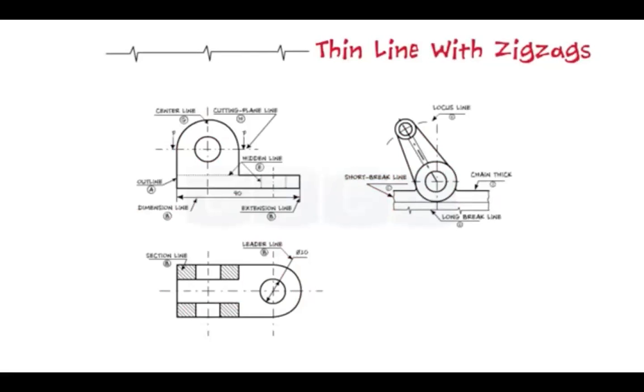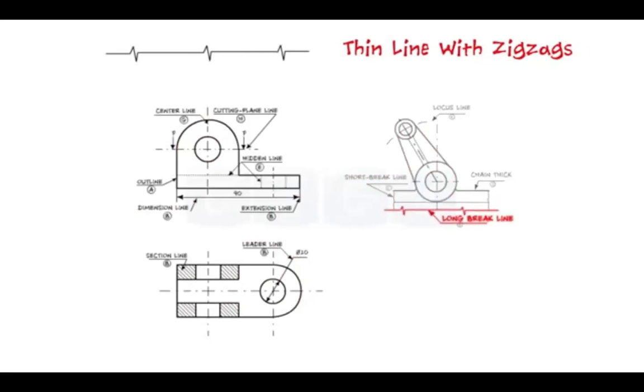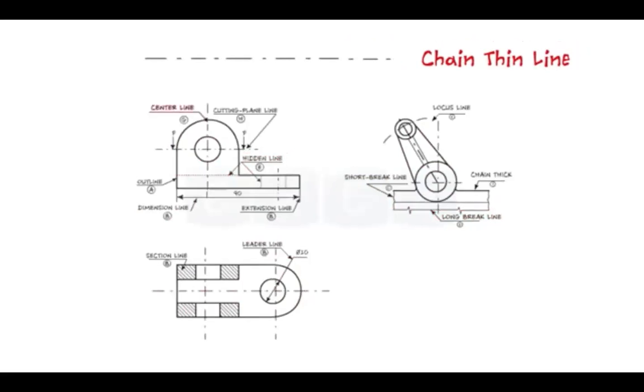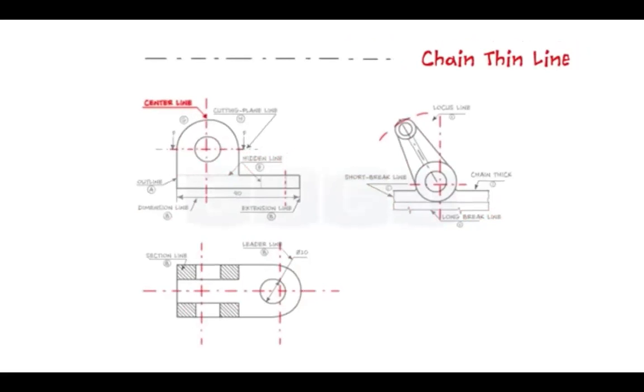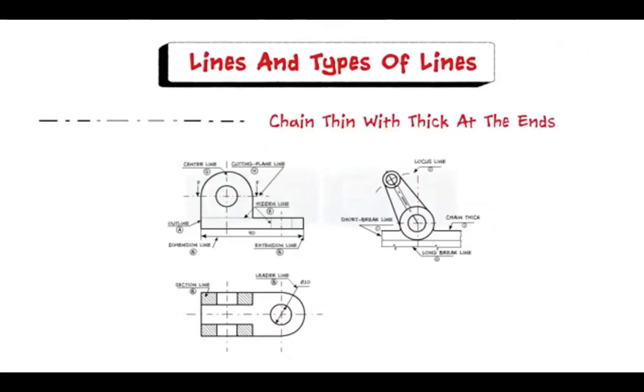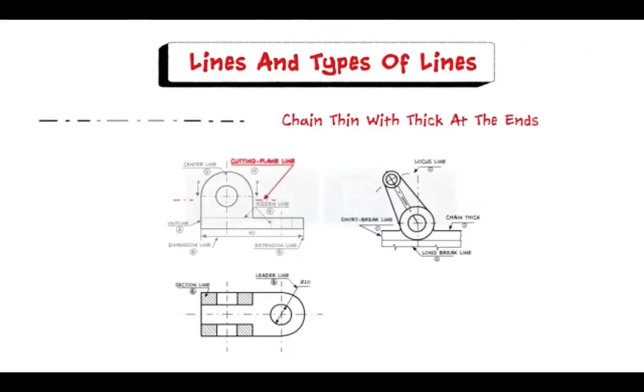Next is the continuous thin line with zigzags. This line is used to show long break. Next is the dashed line. This line is used to show hidden edges of the main object. Next is the chain thin line, long dash dotted. This line is used to represent the center line for circles and arcs. Next is the chain thin line with thick at the ends. This line is used to represent the location of a cutting plane.